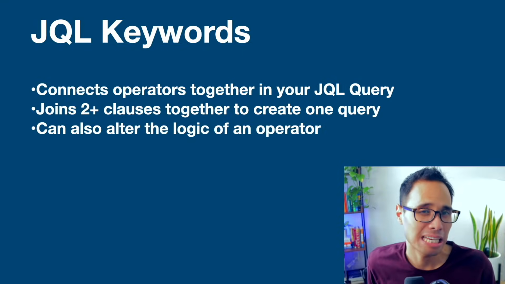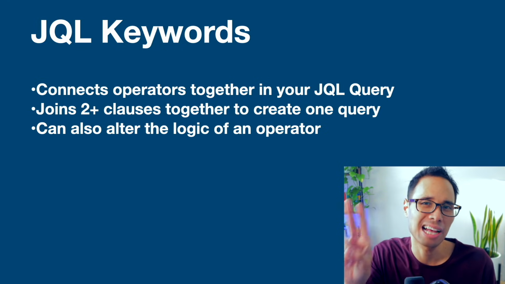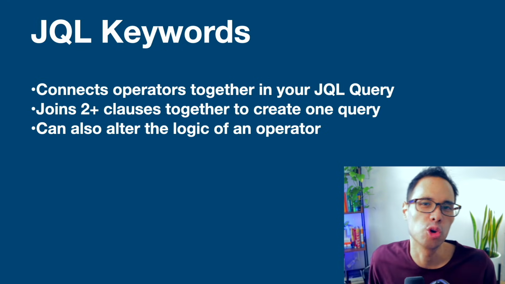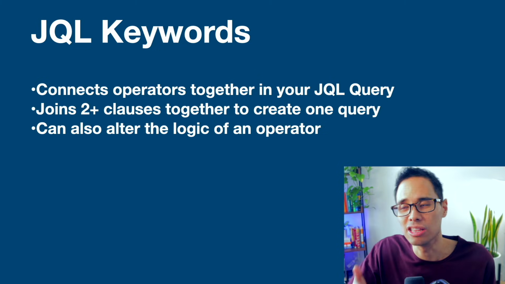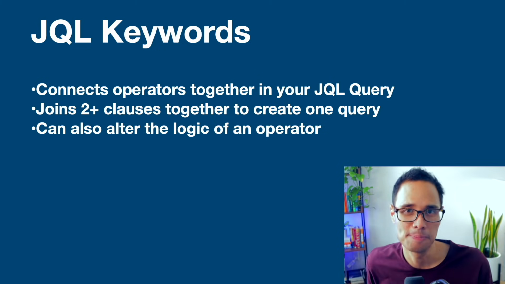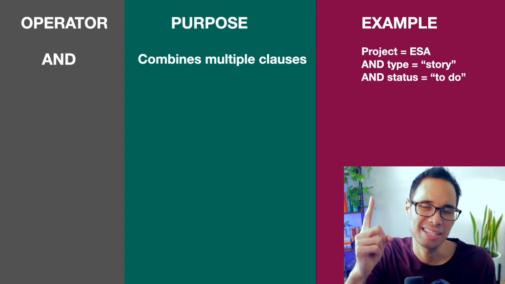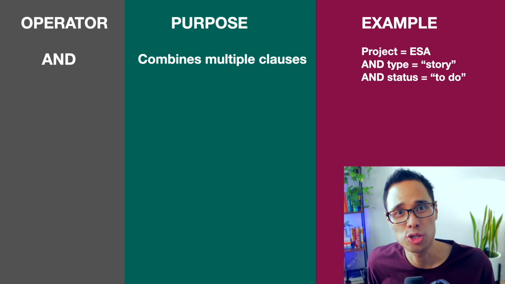Let's now talk about the JQL keywords that you can use to connect your operators together. A JQL keyword joins two or more clauses together to form a query, or it can alter the logic of an operator. The first JQL keyword is and, which you've seen throughout this tutorial already. When you use and, it combines multiple clauses.